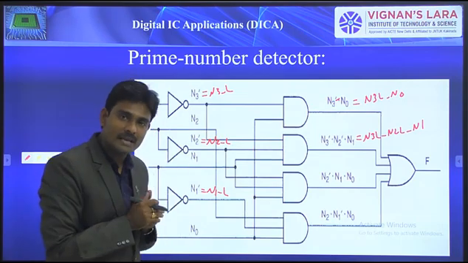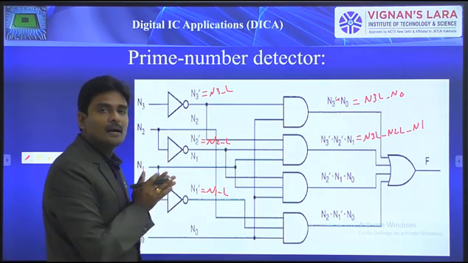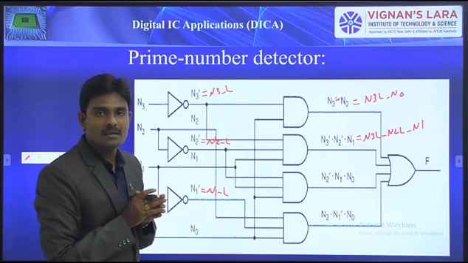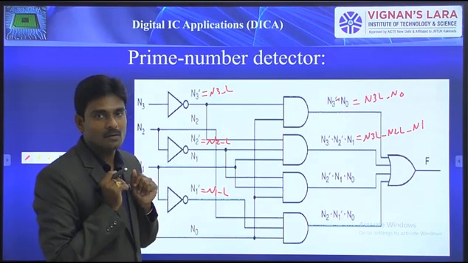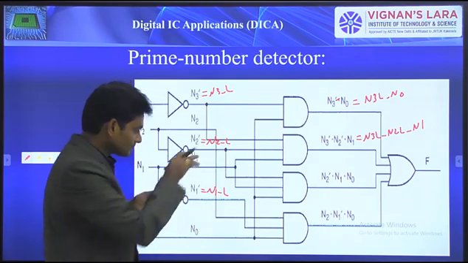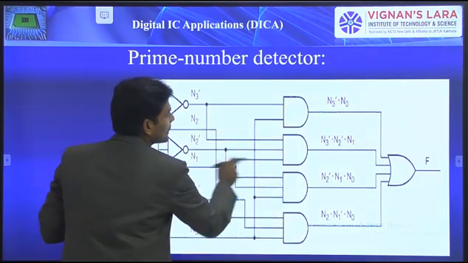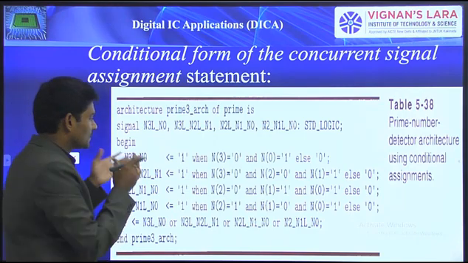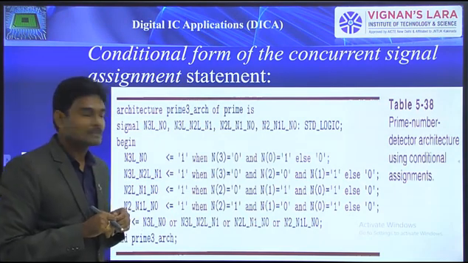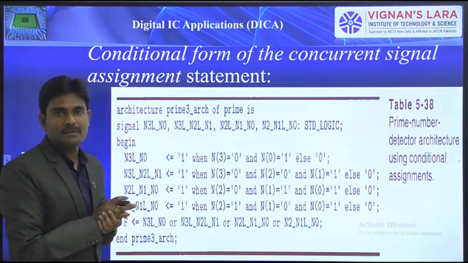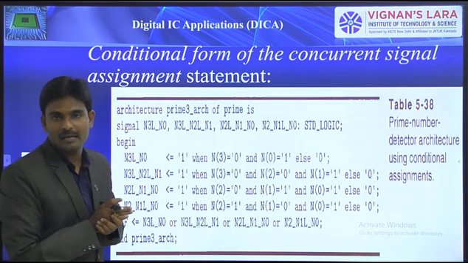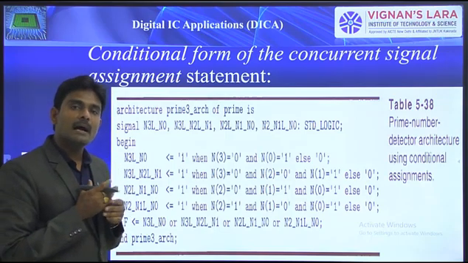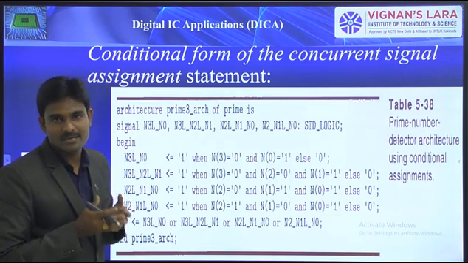So this is the circuit once again that we are considering, to write the data flow description style using the conditional form of the concurrent signal assignment statement. Remember this particular circuit. Now we are going to move on to the program. Coming to this, as I said previously, here also we didn't mention any entity declaration. My intention is to write a data flow description style using the conditional form of the concurrent signal assignment statement.